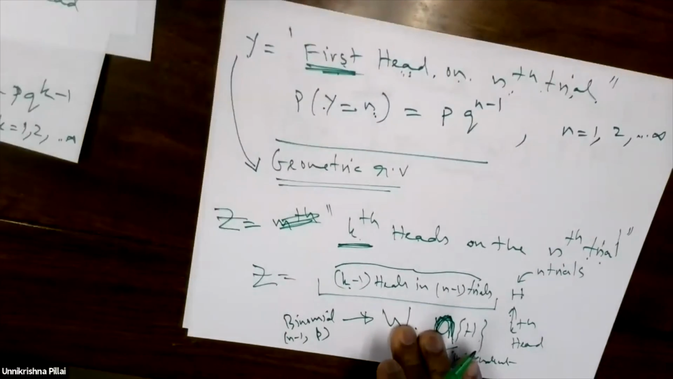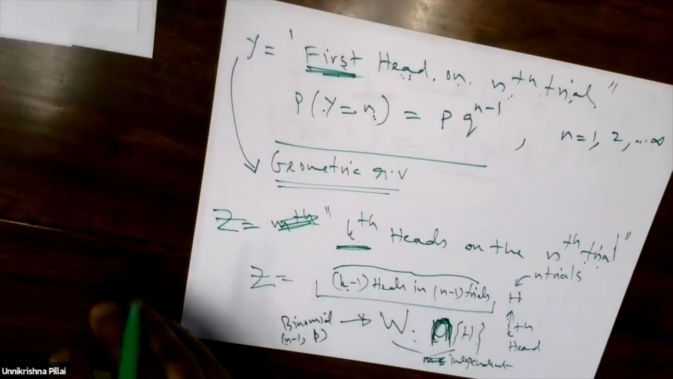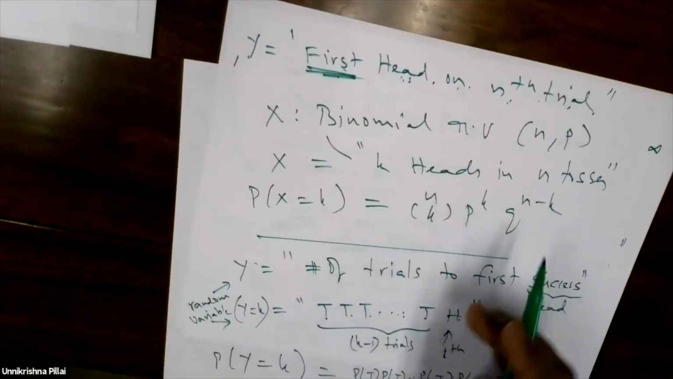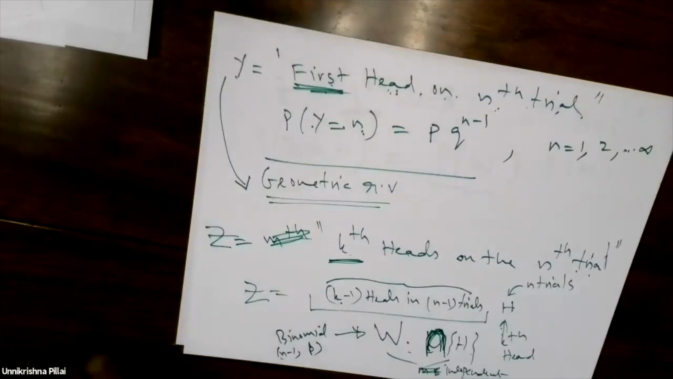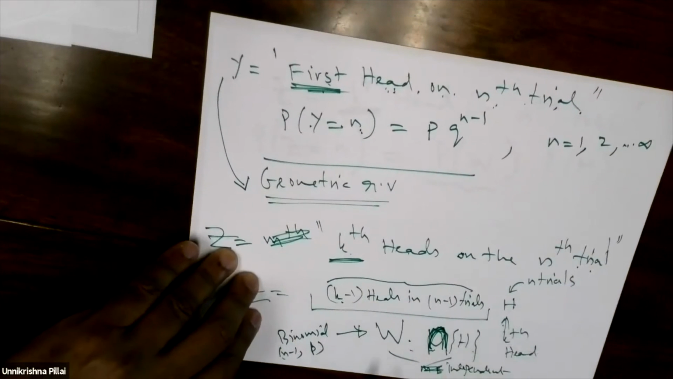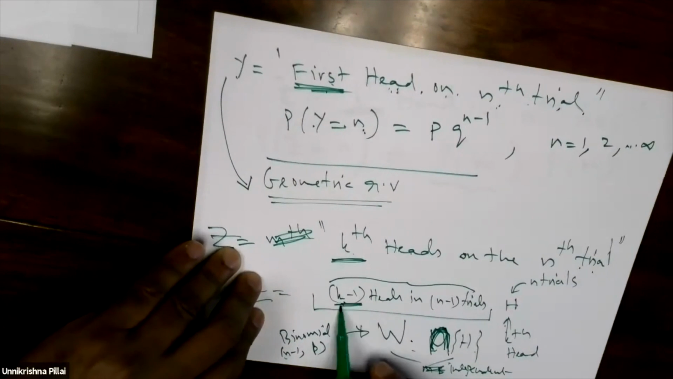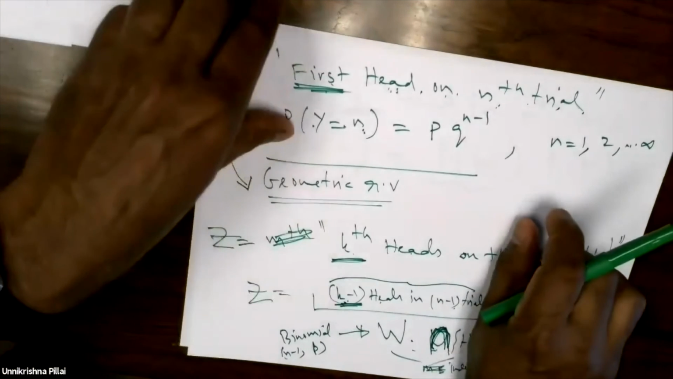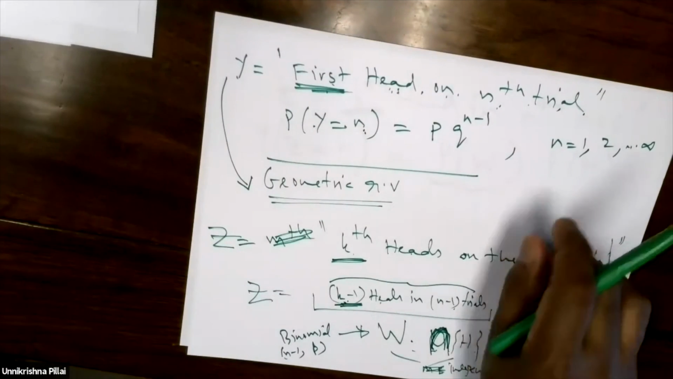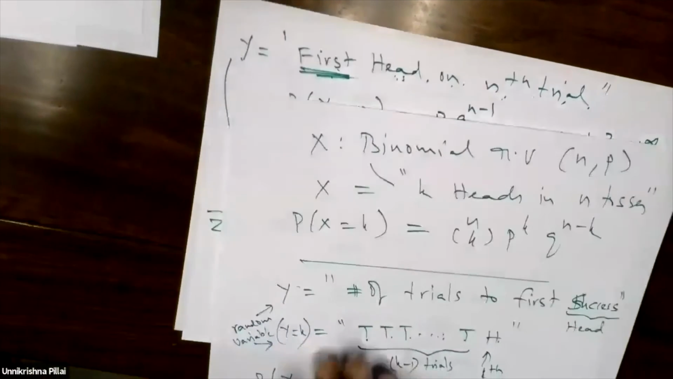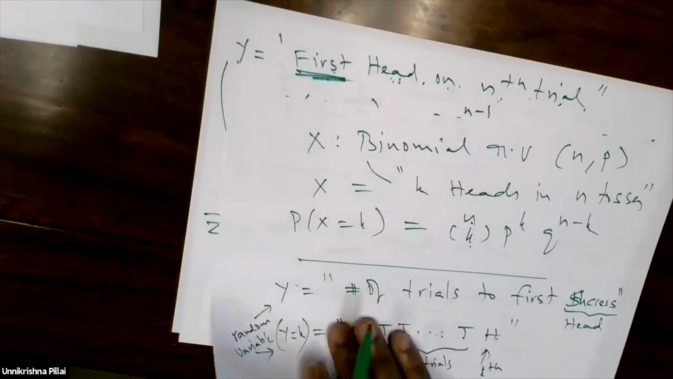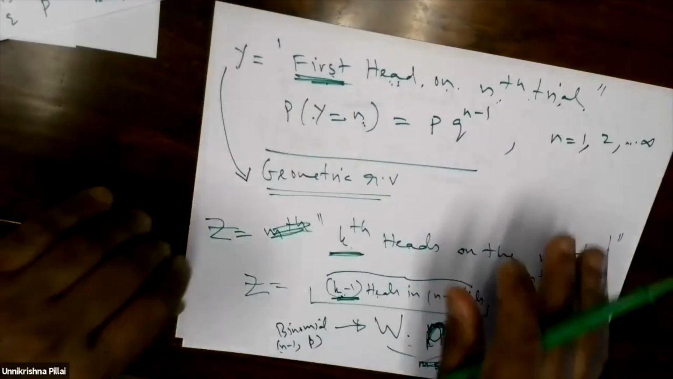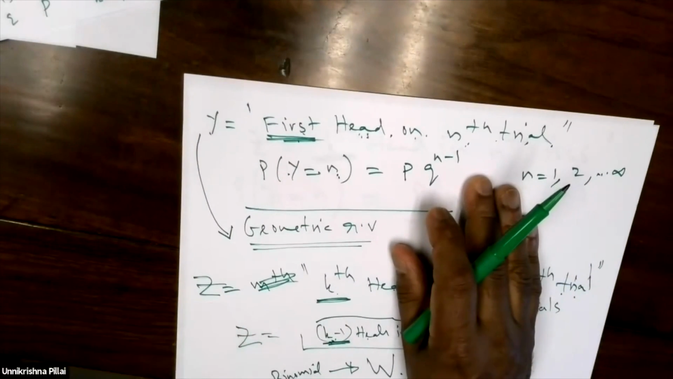So we can use the binomial formula somewhere here. This is the binomial formula, so n minus 1 and p. How many heads? Anybody? It is k minus 1 heads in n minus 1 trials. This was k heads in n trials, so I'm just going to replace k by k minus 1, n by n minus 1.